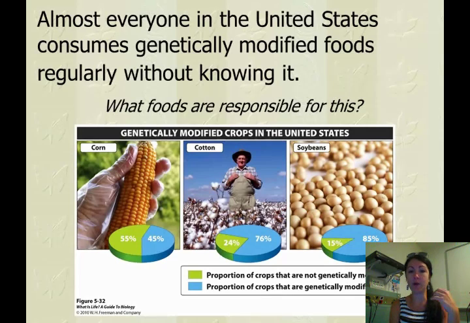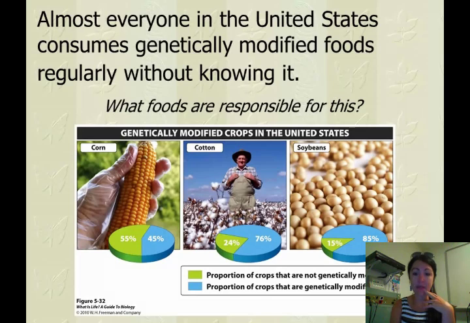If you wear cotton clothes, the 76% have been genetically modified. So I guess maybe clothing, it's more acceptable to genetically modify since it's not going into our bodies, it's going onto our bodies.